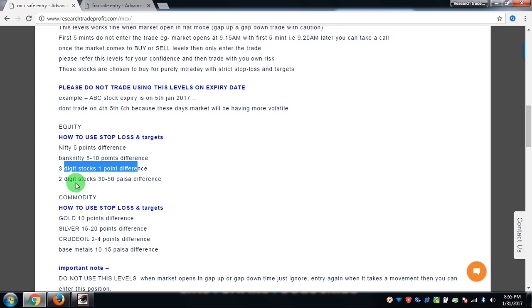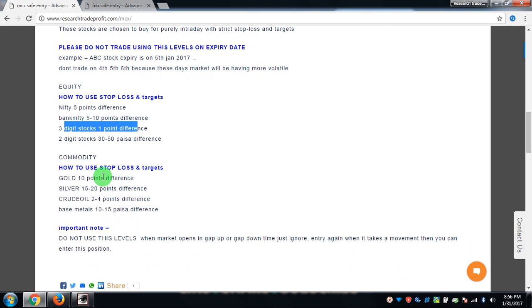because most of the time it will be very less volatile, and sometimes it may trigger the stop loss and from there it may bounce back. So we always suggest to maintain the stop loss as we have given here.